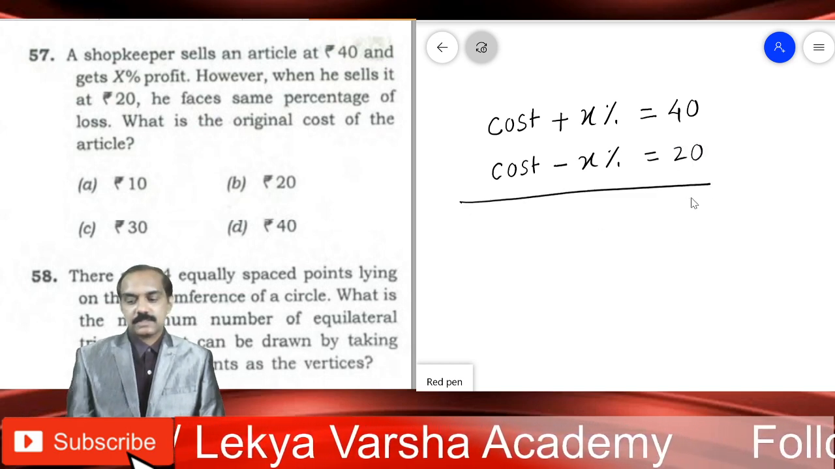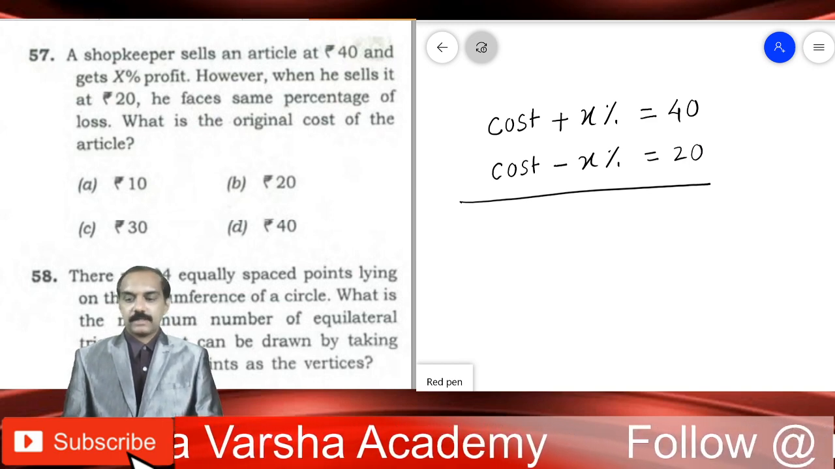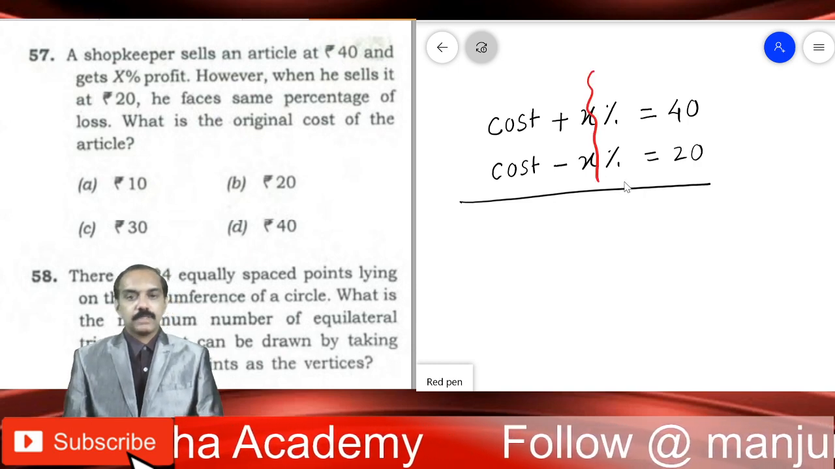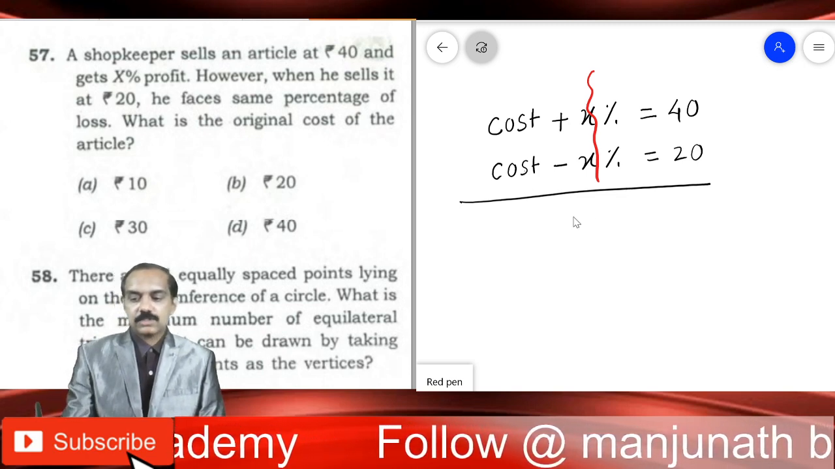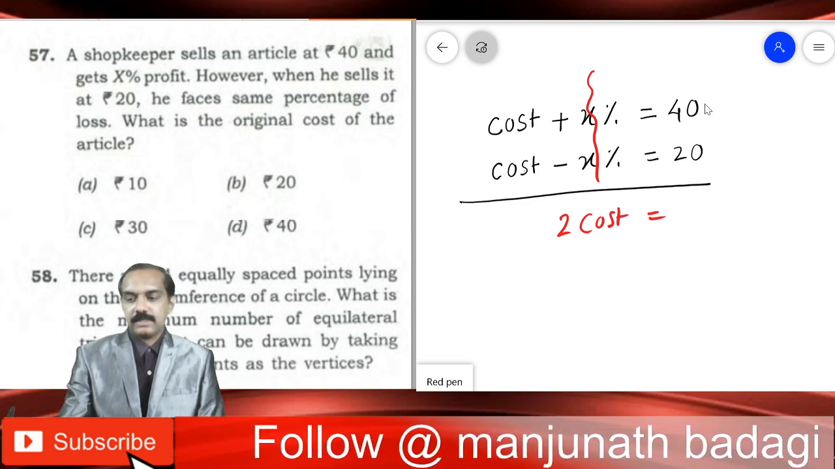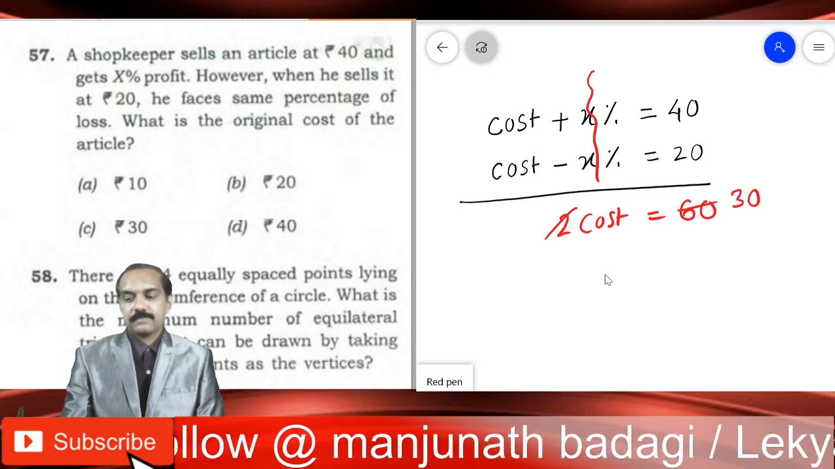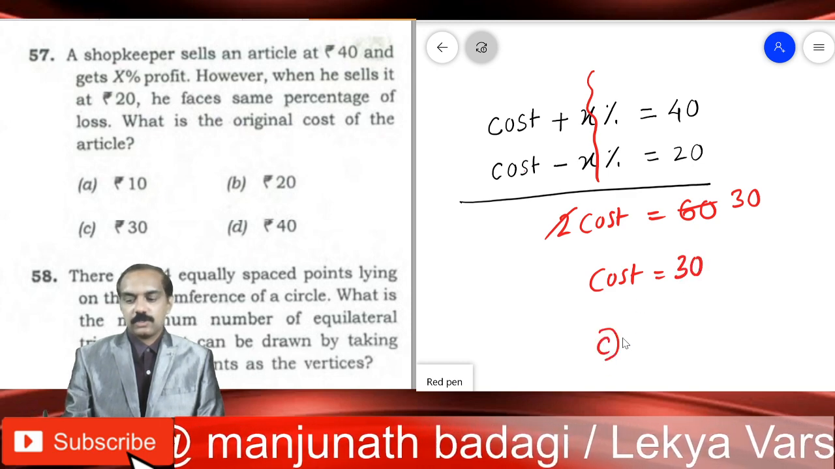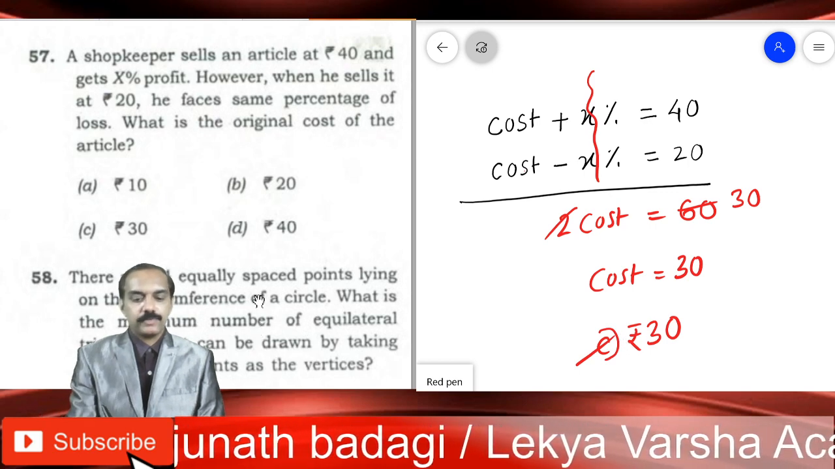These two are called simultaneous equations. By solving these two equations, we will get the final answer directly. So if you add these two equations, plus x minus x, they will get cancelled. On the left hand side you get 2 times the cost price, and on the right hand side you get 60. 2 ones are 2, 2 thirties are 60, so straight away the cost price is 30 rupees. So the third option, 30 rupees, is the correct answer. This is about problem number 57.